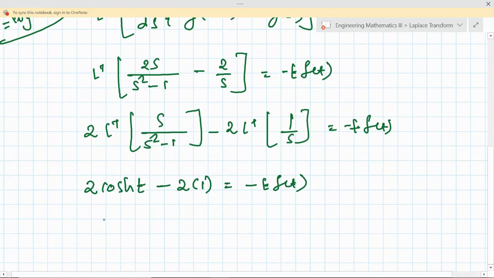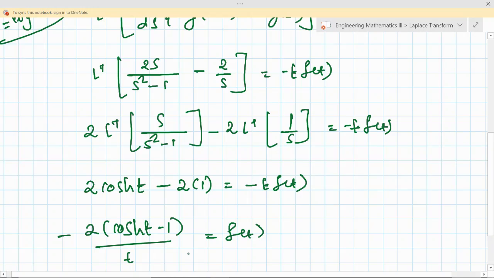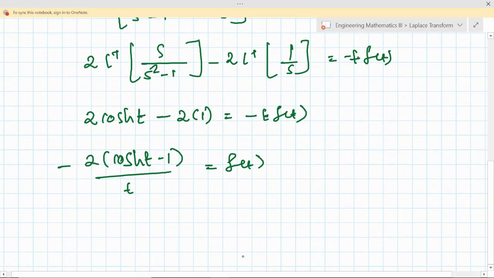Okay, you can take 2 common. So 2 into cos hyperbolic t minus 1, and the t is there, shift this t. This is divided by minus t. This is nothing but f of t. That's it. This is my answer. Or otherwise, if you have to adjust this minus, then f of t is nothing but 2 in bracket 1 minus cos hyperbolic t divided by t. That's it. This is my answer.